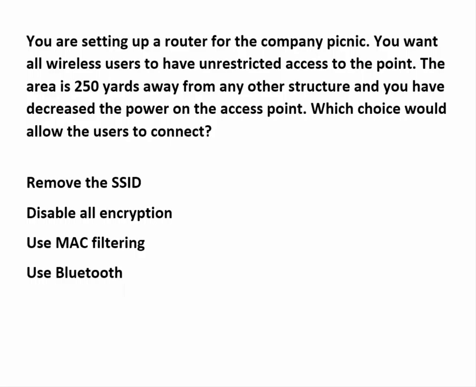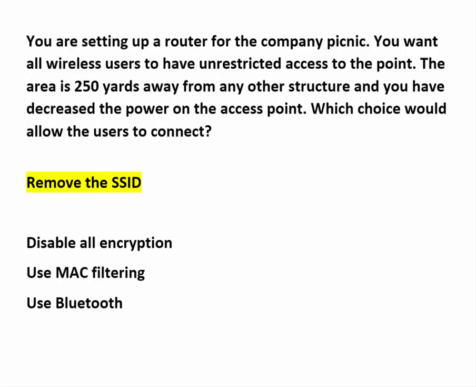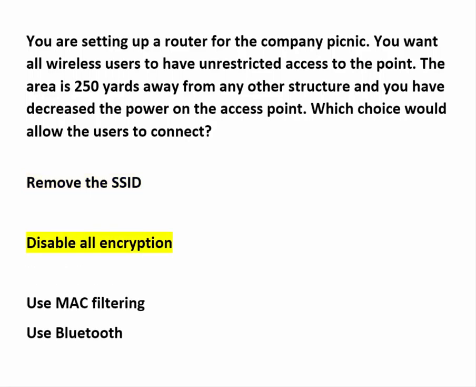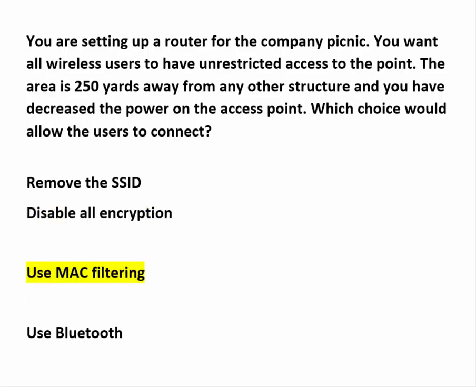Your first choice is to remove the SSID. That's just a bad idea if your goal is accessibility. The SSID is integral and necessary to all connections. Next, disable all encryption. This is accomplished by setting the encryption to none or open. Anyone in range can connect without a password. This is why you reduce the radio power to limit it to your needs.